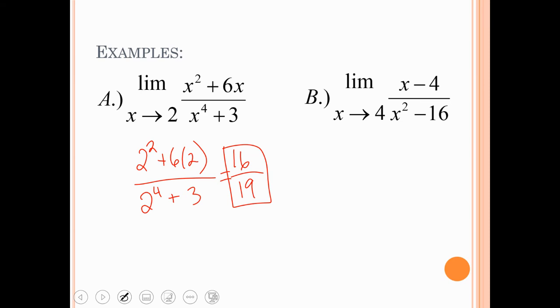The problem with this next one, and this is what the whole "if it's in the domain" is about, if I try to plug in 4 here, I get a 0 in the denominator. So 4 is not in the domain. So we can't do this one with direct substitution. There are other methods we can use, but we cannot use direct substitution. We can't just plug in 4 and see what happens. We get 4 minus 4 over 16 minus 16. That's 0 over 0. We can't figure out the limit from that. We have to figure out something else.